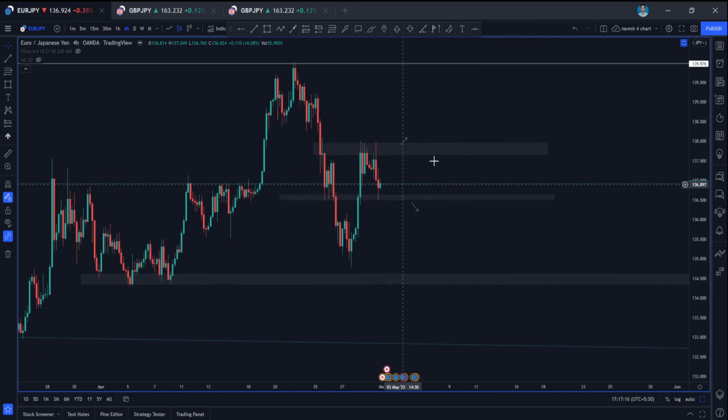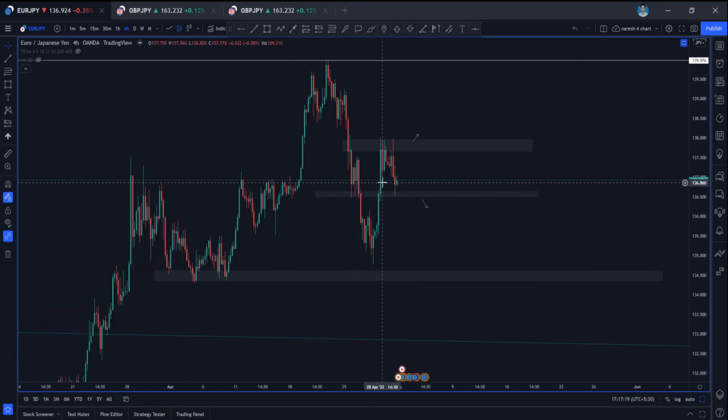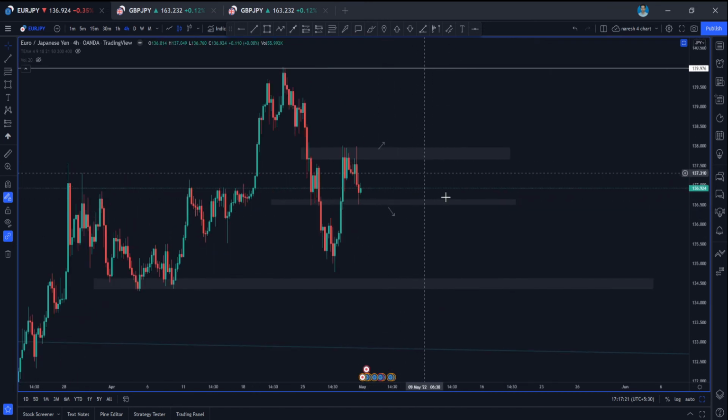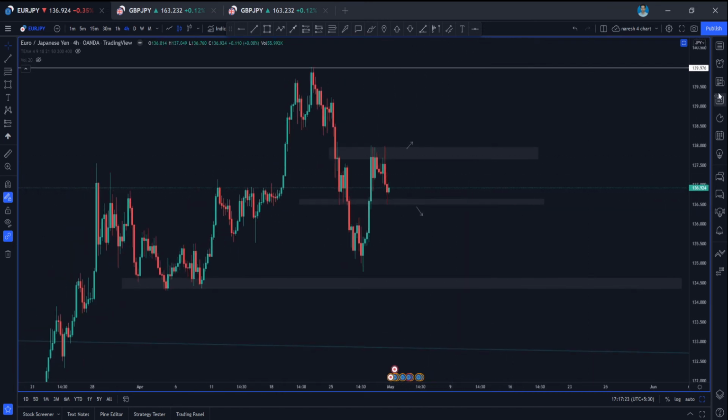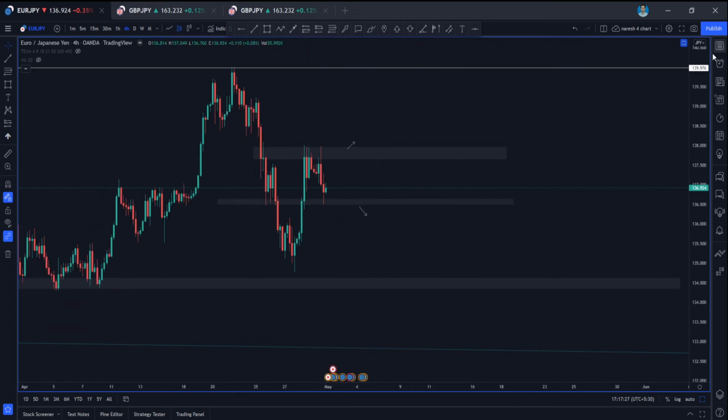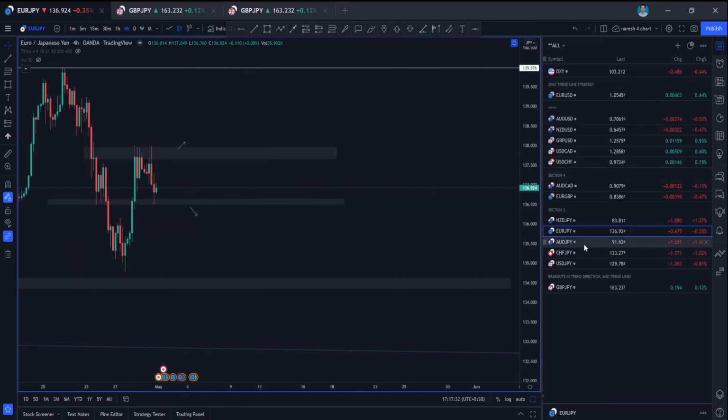For sure you can trade that. But in the 4 hour time frame we are not able to clearly see any trend or anything that can be tradable. So I would suggest you avoid it, and I'll not be trading this pair until it is breaking either side. So that will be for NZD JPY.